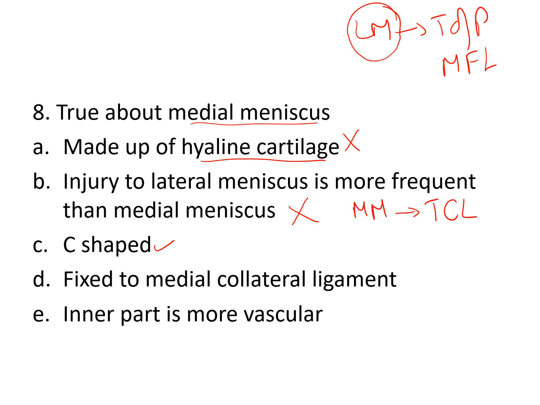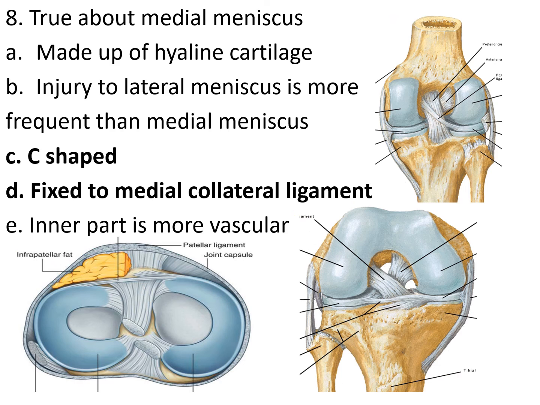It is C-shaped. Yes, the menisci is C-shaped. It is fixed to the medial or the tibial collateral ligament. Yes. Inner part is more vascular? Wrong. Inner part is avascular. It gets its nutrition from the synovium. So your answer will be it is C-shaped and it is fixed to the medial collateral ligament.